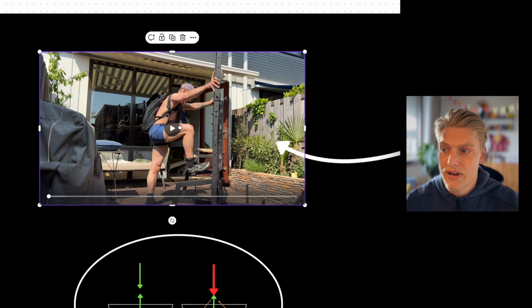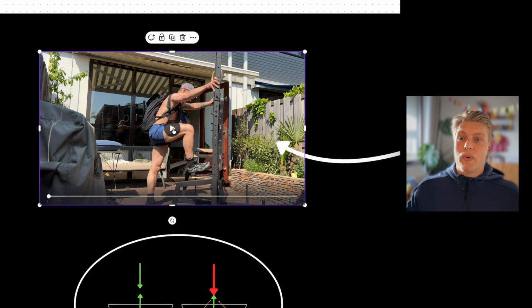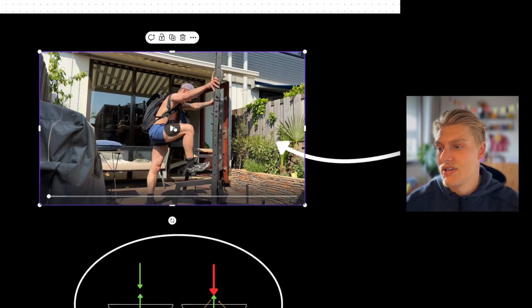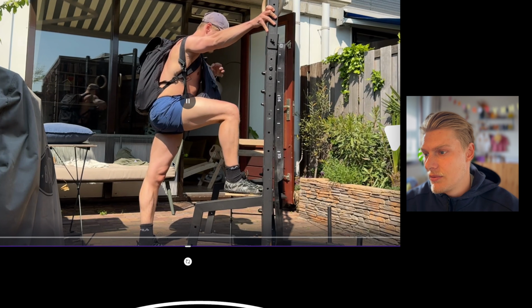So for the one leg squat elevated, the variable is loading the flexed or working leg as much as we can. In this case, I'm carrying two backpacks with around 60 kilos. In this way, I have the arms free in order to help me execute this movement pattern in the most proficient way I can.